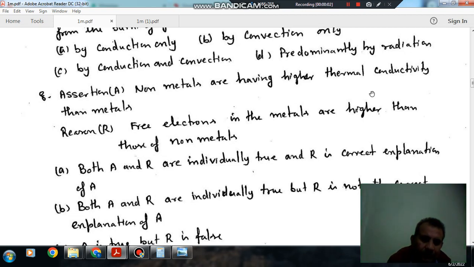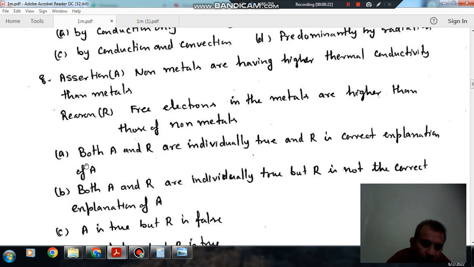Hello, welcome again. We are solving some questions of heat transfer. The topic is modes of heat transfer. Question number 8 is assertion A: Non-metals are having higher thermal conductivity than metals. Reason: free electrons in metals are higher than those of non-metals.